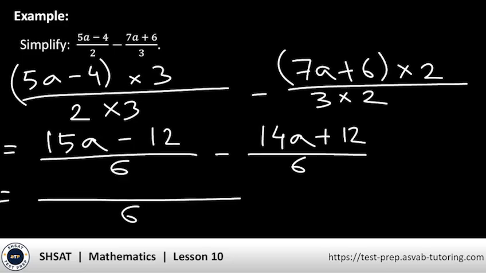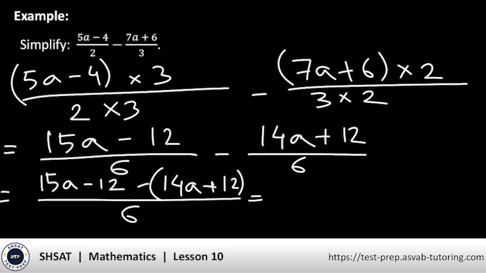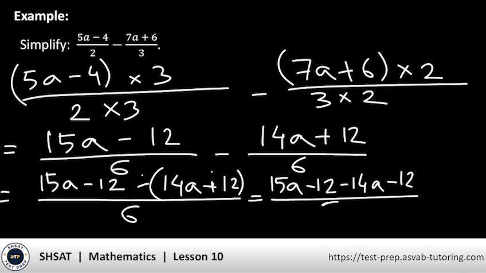So that's 6 here. But in the numerator, you write 15a minus 12. Then it's the tricky part because a lot of students make this mistake. They write the minus 14a plus 12 as it is. But no, the minus is in front of this entire thing here. See? The minus is in front of this entire thing, right? So that means in the next line, you need to break the parentheses. So that's going to be minus 14a, and then this minus and the plus is going to end up with a minus 12 here over 6.